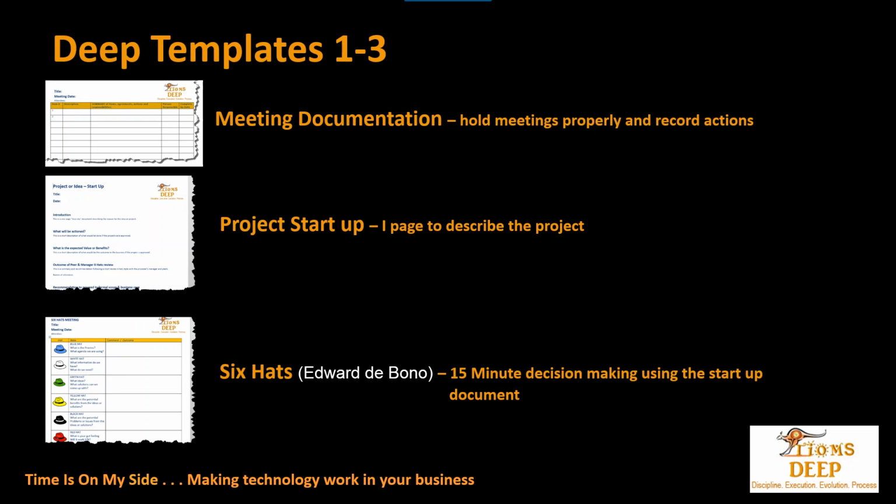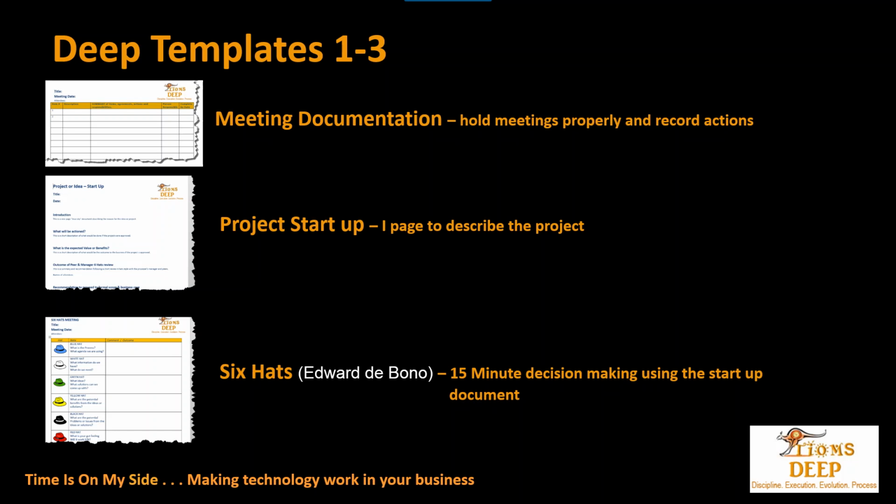So the sort of templates we have: a meeting documentation template to make sure meetings are held properly, actions are recorded, and complete by times are recorded. And they can be used for tracking and future agendas for each meeting as you go on. The project startup document, a 1-page document to describe what the project's about. What are you trying to achieve? What is it? Get a clear understanding of what the project is.